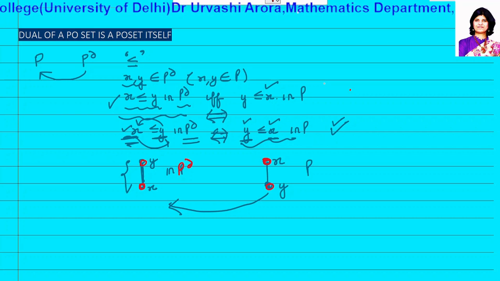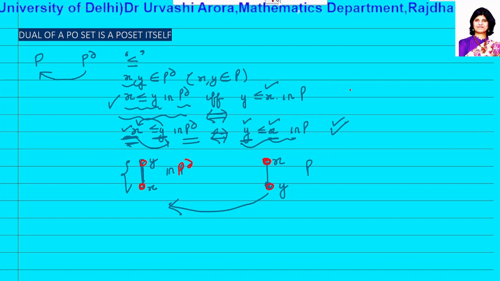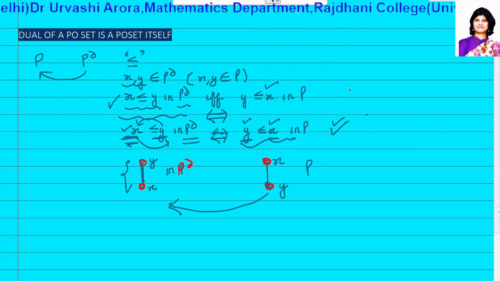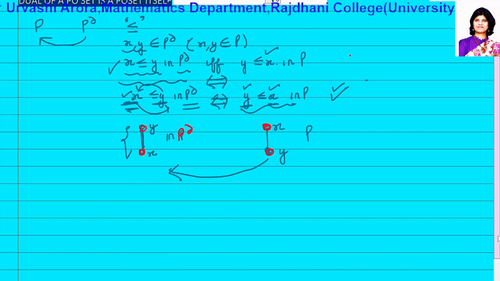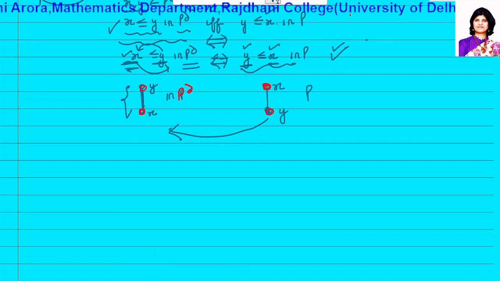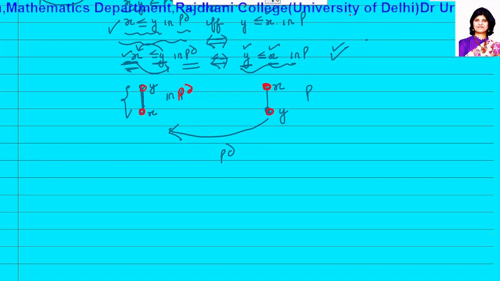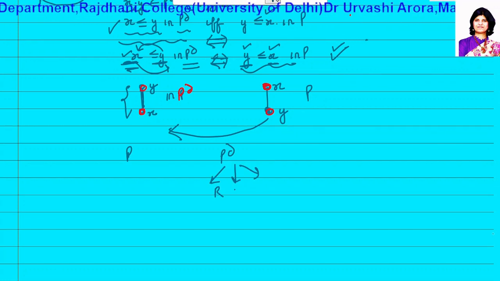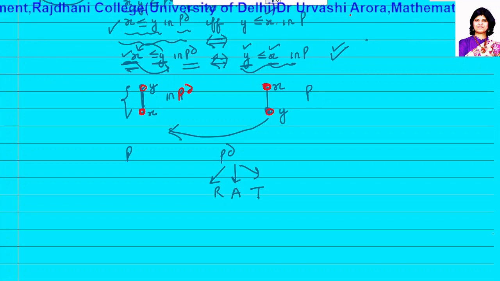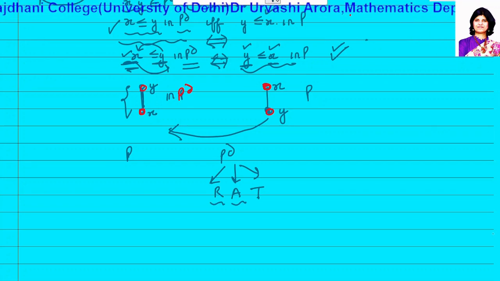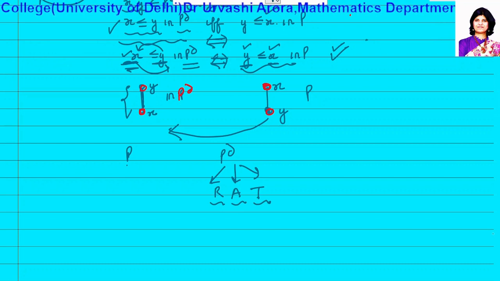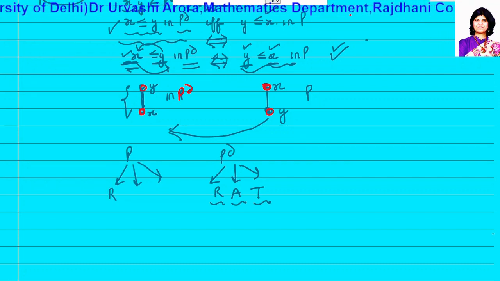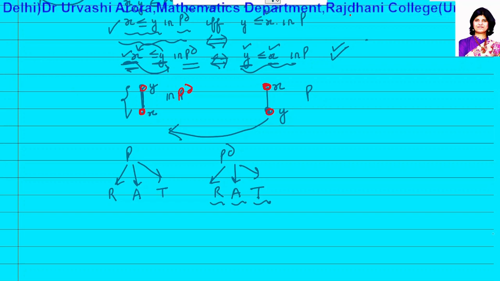So now coming back to what we actually have to show in this particular video. In this video I intend to show that the dual of a PO set is a PO set. So if you have to show that P dual, which is the dual of P, is a PO set, then there are three properties that need to be shown: reflexivity, antisymmetry, and transitivity. And these three properties are to be shown keeping in mind that P itself is a PO set, which means reflexivity holds in P, antisymmetry holds in P, transitivity holds in P.